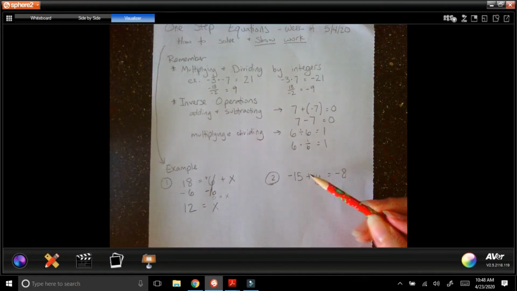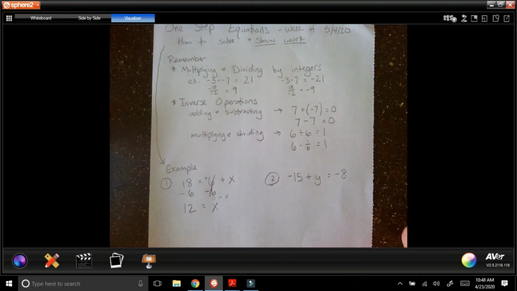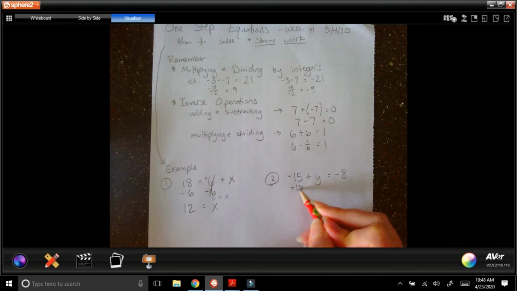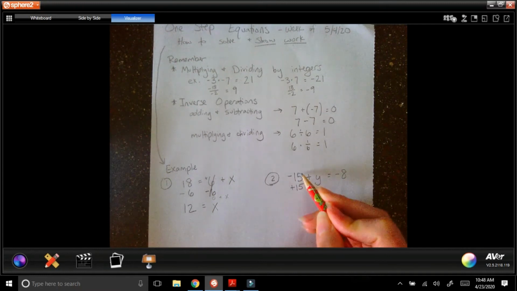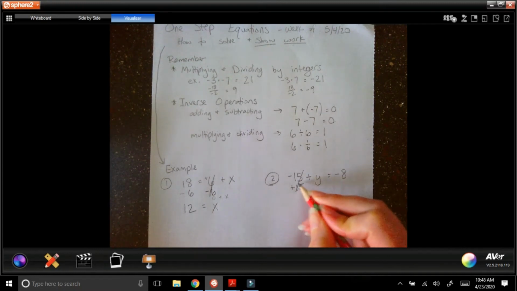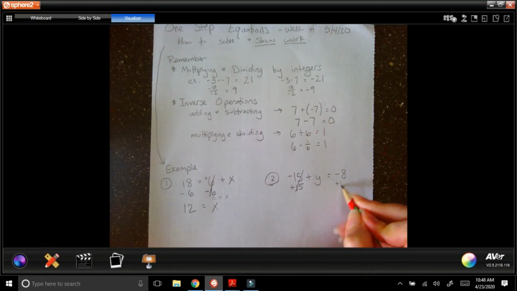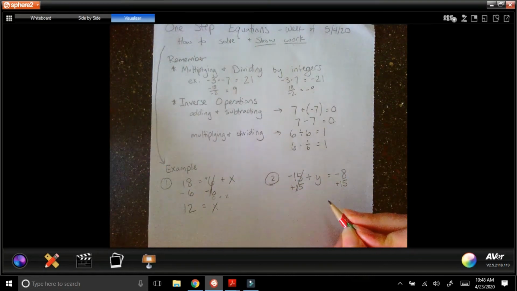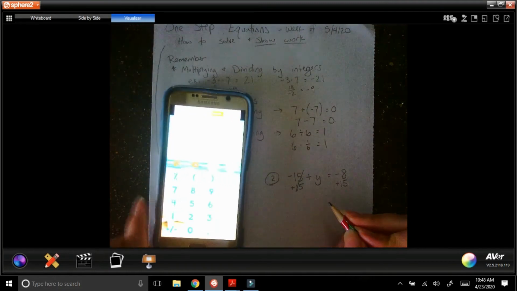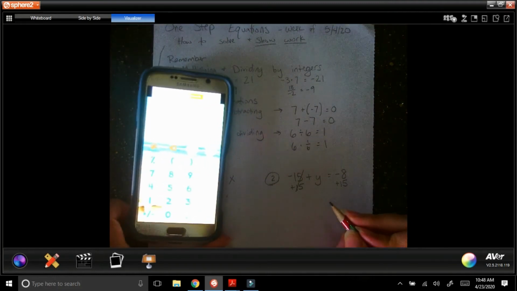Okay, so this is a plus sign, but this is a negative 15. So the inverse of negative 15 is a positive 15. Negative 15 and positive 15 will cancel each other out. And since I added 15 to this side of the equation, I have to add it to the other side as well. So I'm going to just pull my phone calculator over here. Well, that's kind of hard to see, isn't it?